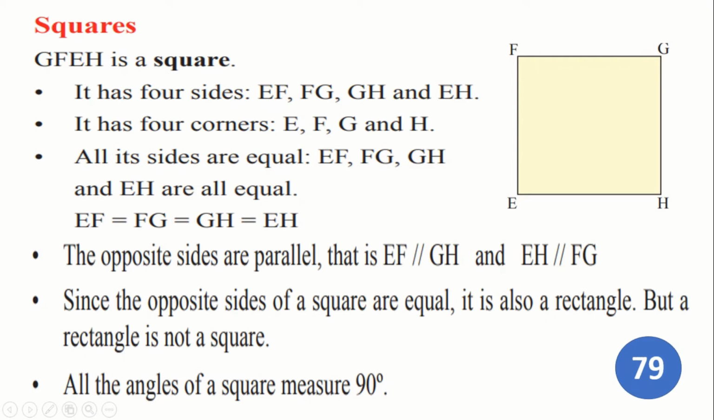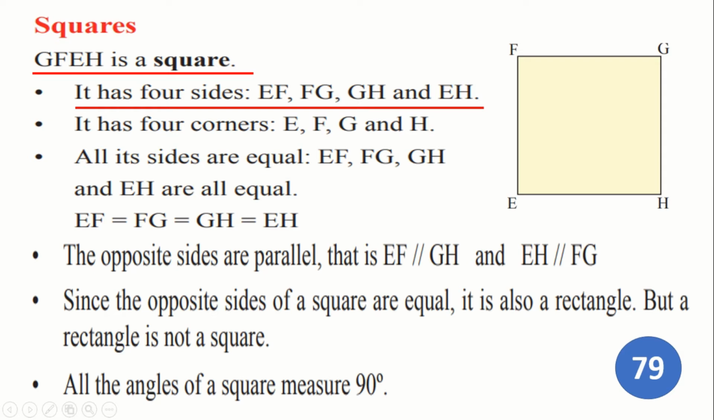Next is about the squares. Okay, squares. GFEH is a square. Look here at the figure, students. GFEH is a square. It has 4 sides.